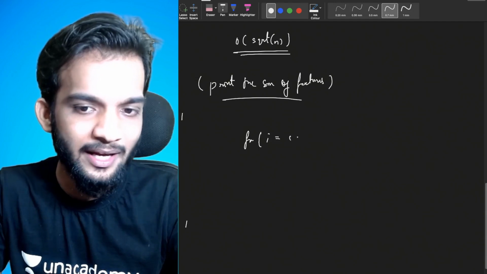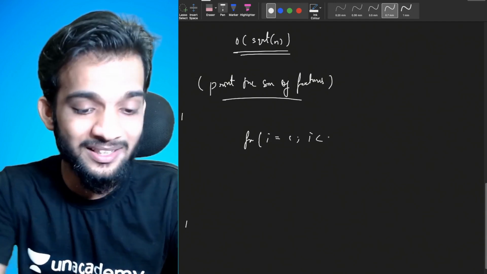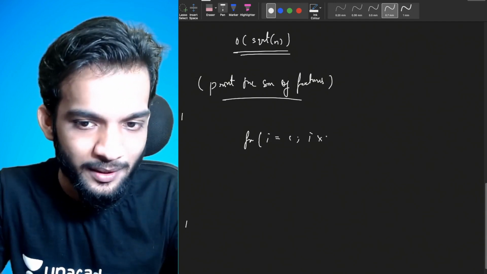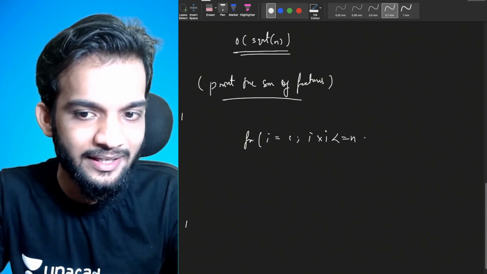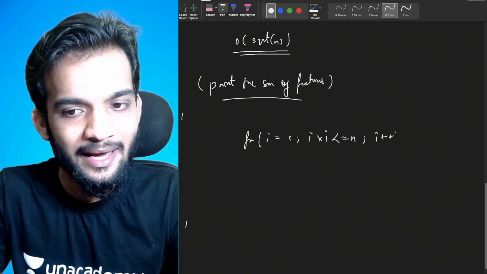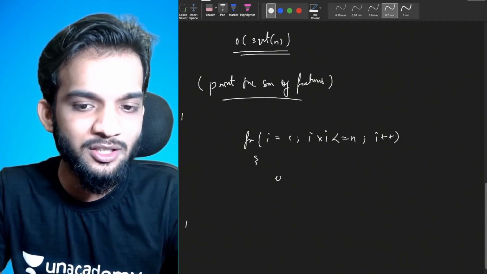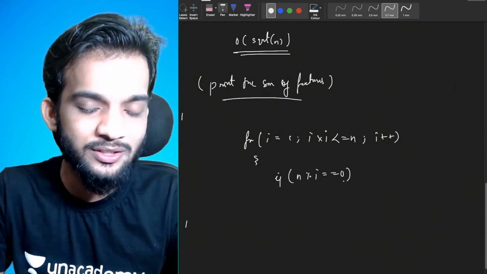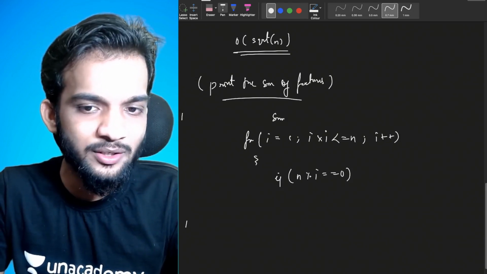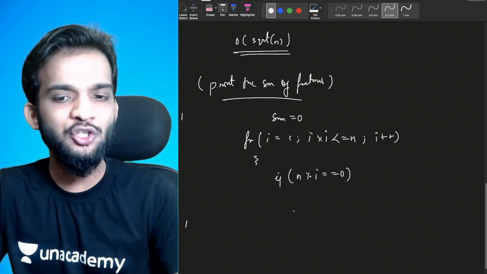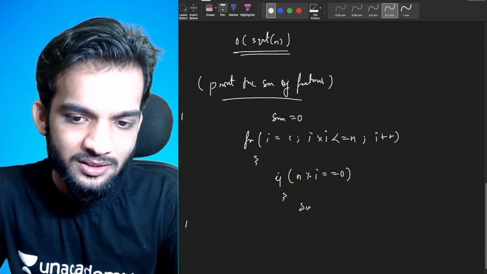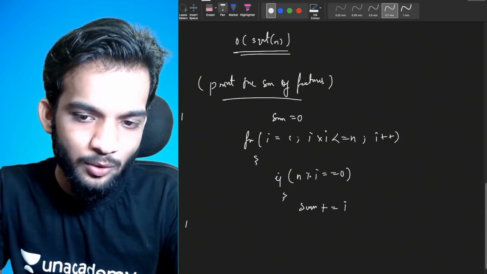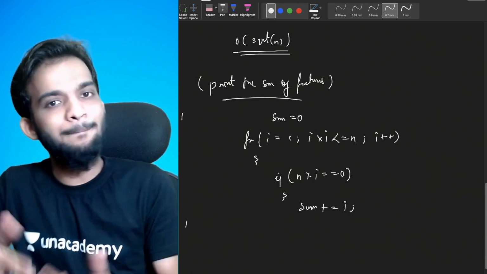You will simply write i equal to 1. But this time, you will write i into i lesser than or equal to n and i plus plus, correct? And right after that, you'll say n modulo i is equal to 0. That's a factor. So you can keep a sum variable as 0, and what you can say is sum plus equal to i, correct?